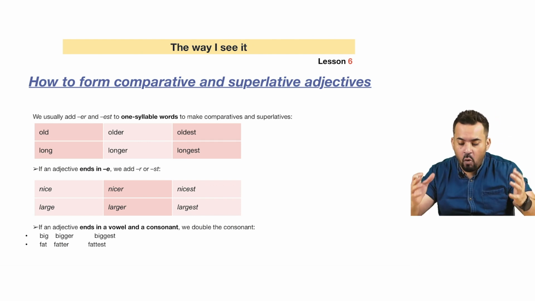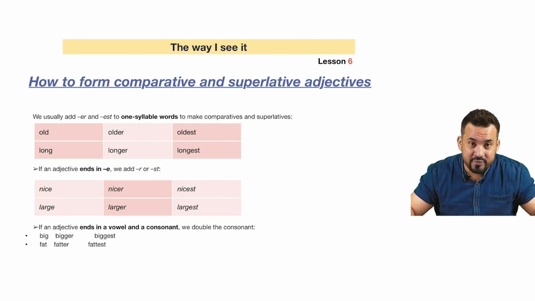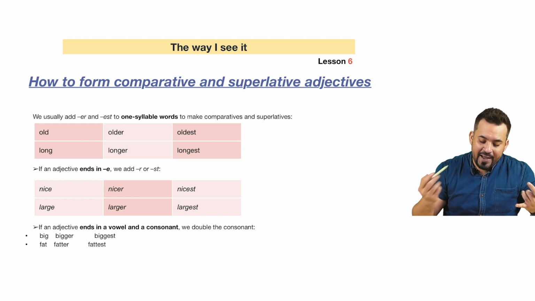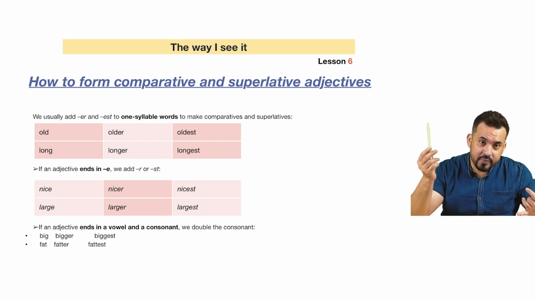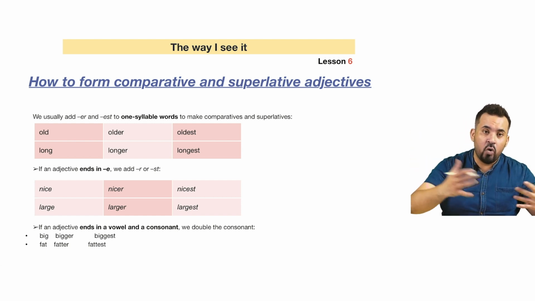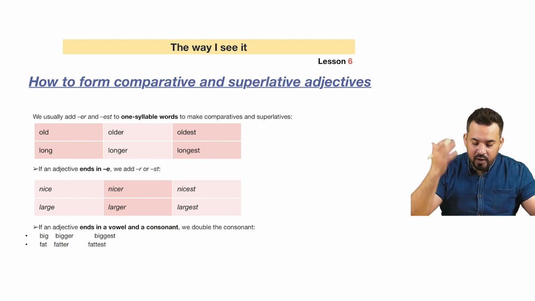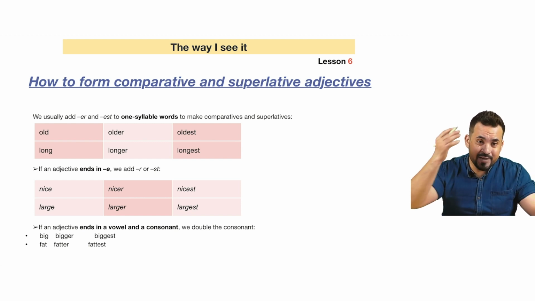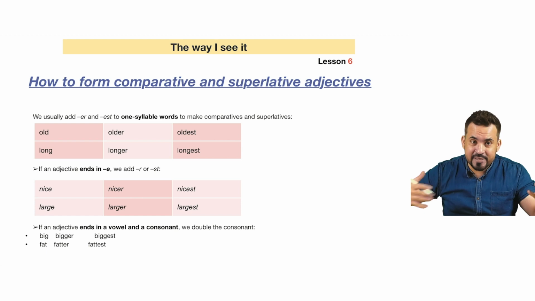Now, how to form comparative and superlative adjectives? As we said, one-syllable words, we just add er. Old, older, and with the superlative, we add est. Old, older, oldest. Long, longer, longest. Young, younger, youngest, and so on.